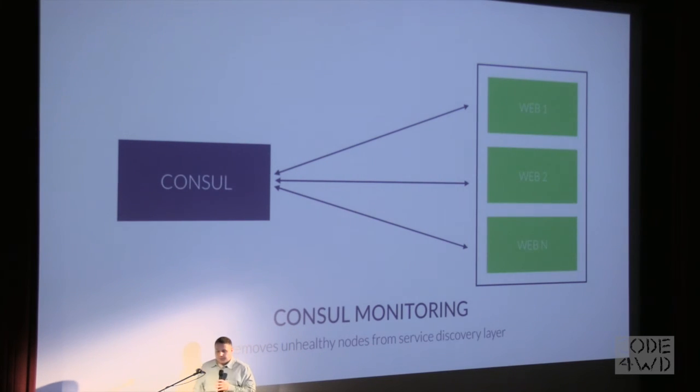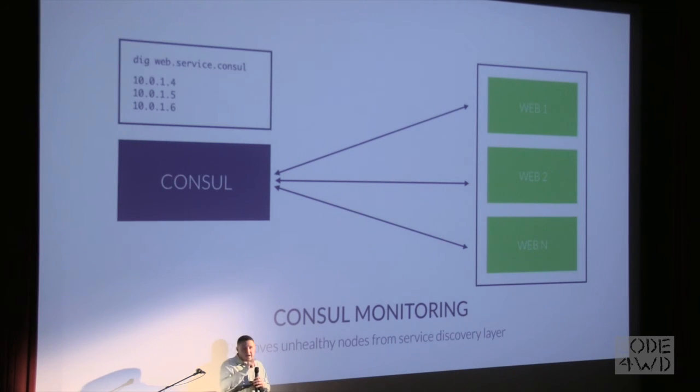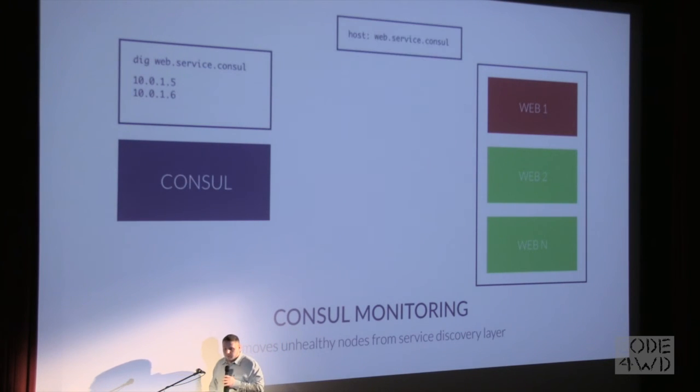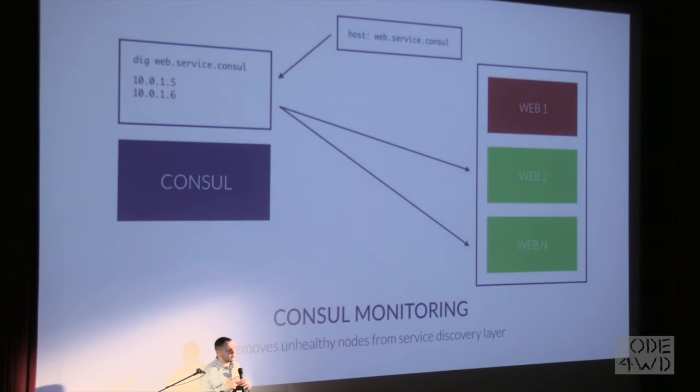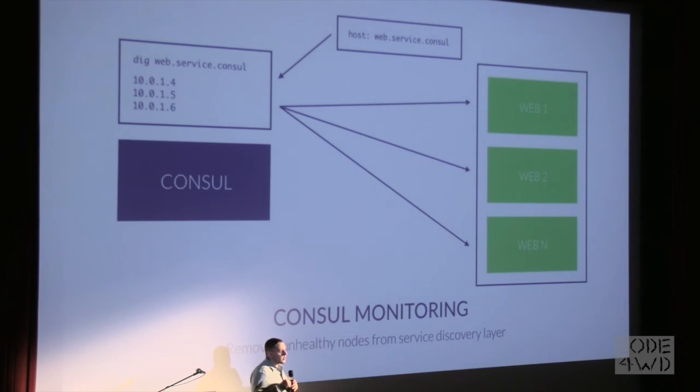So what does that actually look like? Let's say all of our nodes are healthy. When we ask DNS to return the list of nodes, we get all three nodes. If one of those nodes becomes unhealthy, let's say web1 runs out of memory and goes offline, the DNS results immediately remove it. So you never send traffic to an unhealthy node. If your application is sending traffic to web.service.consul, it's only going to route traffic to those two healthy nodes. But in the event that node comes back online or we add a new node to the cluster, it immediately gets added to the pool and can start receiving traffic.